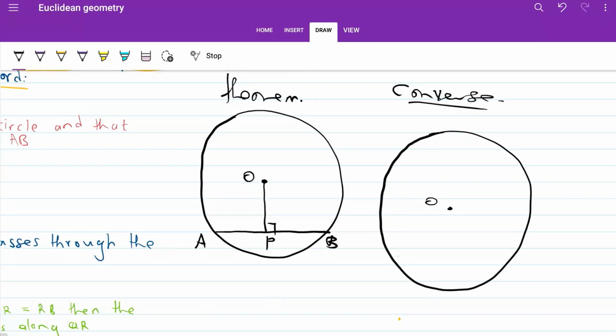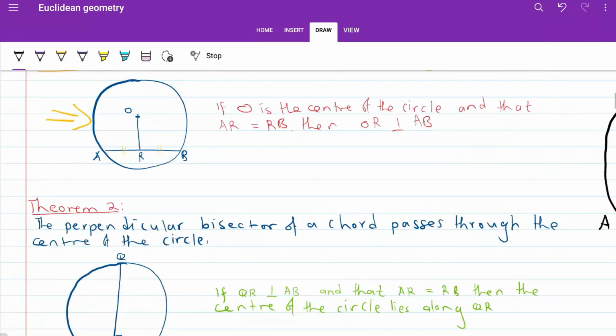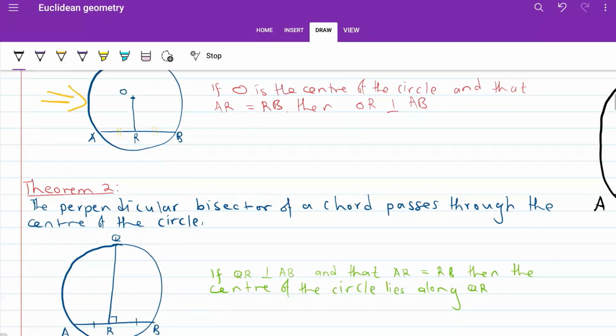So our O is the center, AB is still the chord, and then we have OP. But with the converse, it is indicated that AP is indeed equal to PB. So that's the difference between the diagram for the theorem and the converse. When you look at the question, you need to be very, very careful whether it is representing the theorem or illustrating the converse. The converse has no proof that is examinable.